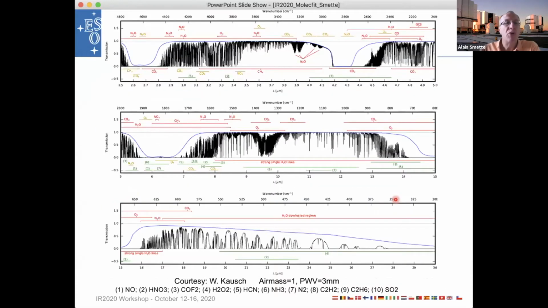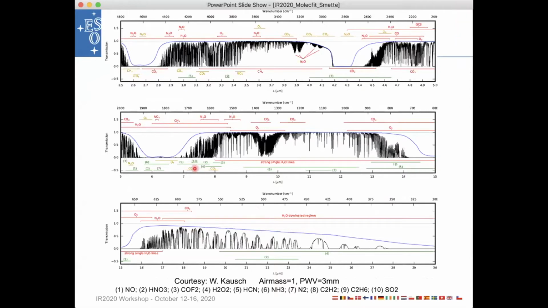And as we go to the thermal infrared, then we have additional lines like from OCS, from CO, again from ozone, and as we go to more than the Q band, then we are again just dominated by water vapor.